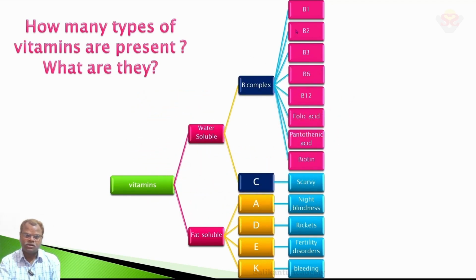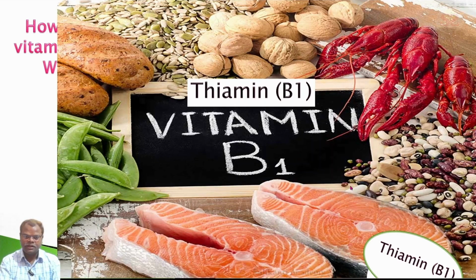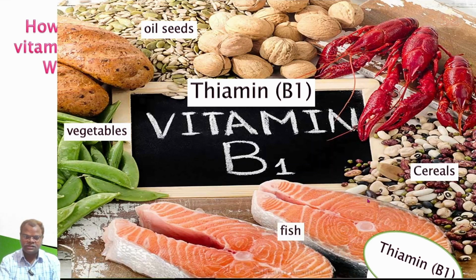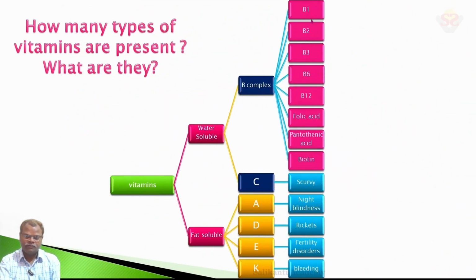The major sources of vitamin B1 are these. The chemical name of vitamin B1 is thiamine. Vegetables, oil seeds, cereals, and fish are the major sources of vitamin B1. Milk, meat, and eggs also have vitamin B1, thiamine. The lack of vitamin B1, thiamine, causes beriberi disease.